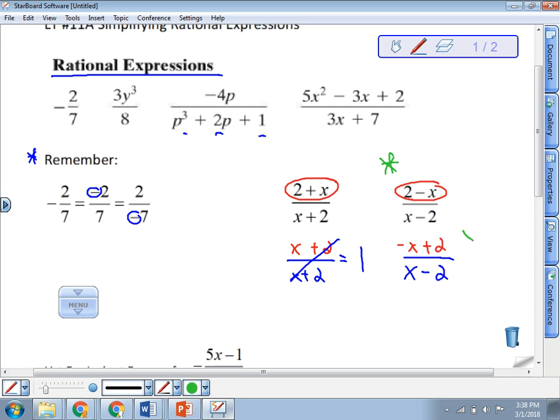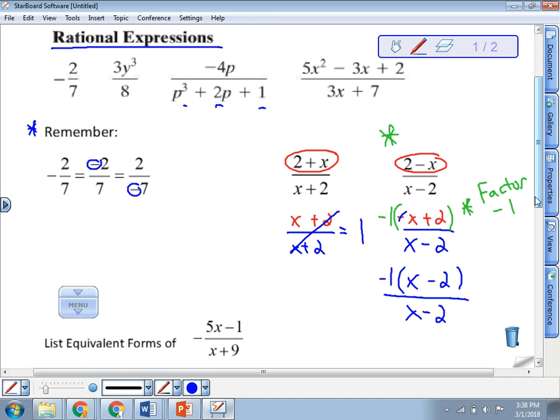So right here, we need to factor out the negative 1. I'm going to factor a negative 1 out of that. Now when I do that, I'm going to rewrite that. Taking out the negative 1, I'm left with, it changes the sign. That becomes a positive x, and this positive becomes a negative 2. And then that's over x minus 2. So factoring out negative 1 is really important. You can see that this will actually cancel out. So our final answer would be an example where that simplifies to negative 1.